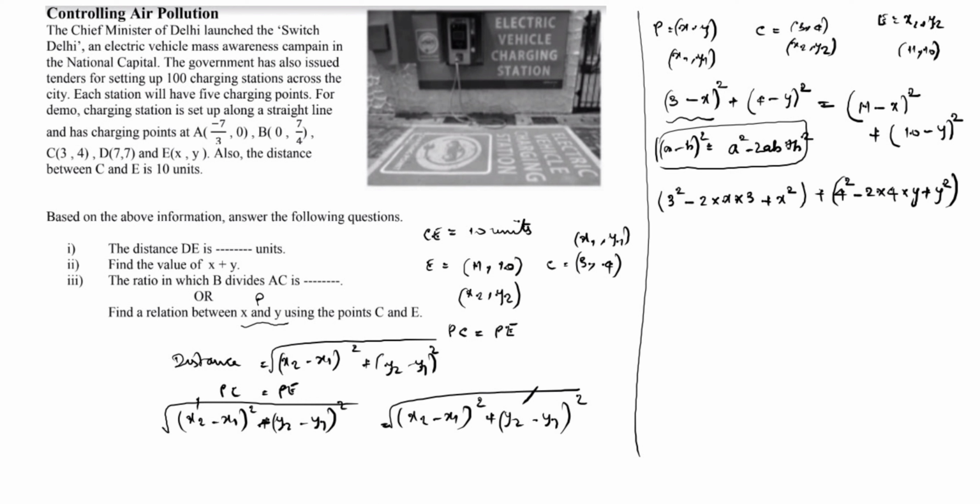Equal to 11 square minus 2 into 11 into x plus x square, plus 10 square minus 2 into 10 into y plus y square. Now we will simplify this. 3 square is 9. 9 minus 6x plus x square. You see this? 2 into x into 3 is 6x.